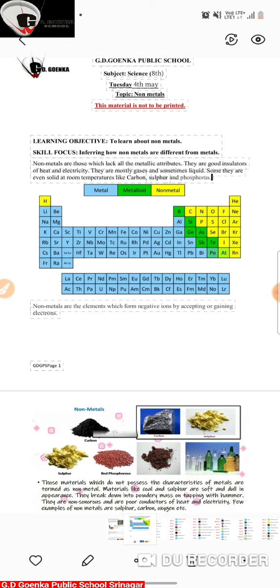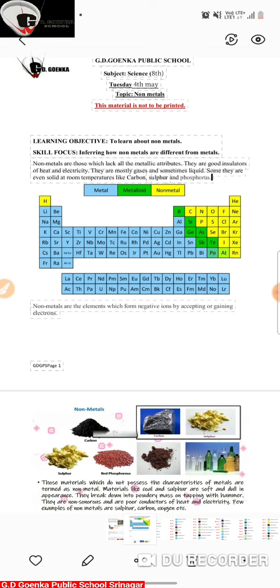We can say that the elements classified under non-metals are sulfur, carbon, phosphorus, all the halogens, hydrogen, oxygen, nitrogen, selenium, and the noble gases. So in the periodic table, these non-metals are located to the left of the halogens and to the right of the metalloids. Since halogens and noble gases are also non-metals, these elements are often known as non-metals.